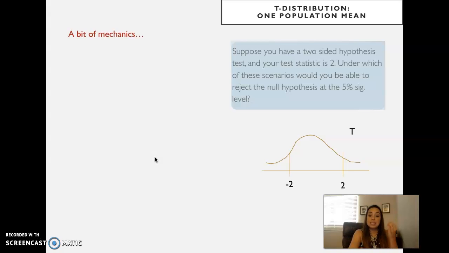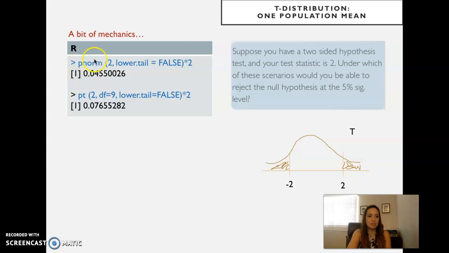Now, what happens with the t-distribution when I get a value of 2? Again, if the t-value is 2, the tails are thicker, so the probability of seeing 2 or higher, or -2 or lower, will be higher. And to do that, instead of running pnorm, I'm going to run a pt function. And again, the value of 2 right here. I want 9 degrees of freedom. Imagine you have a sample size of 10, so the degrees of freedom will be 9. And we'll put lower tail to false and multiply by 2 again because it's a two-sided test.